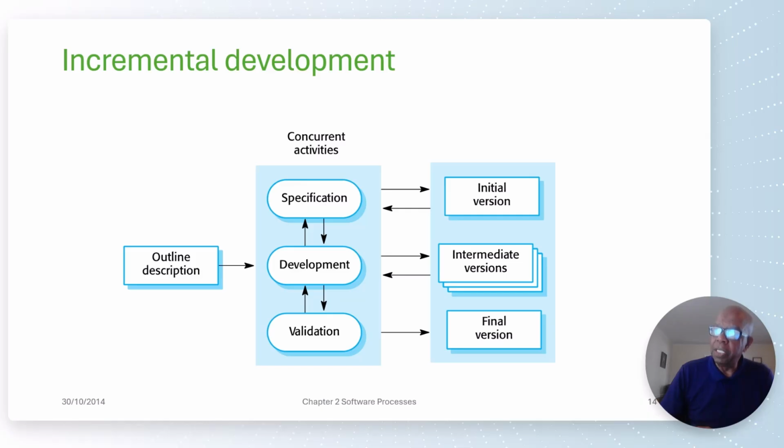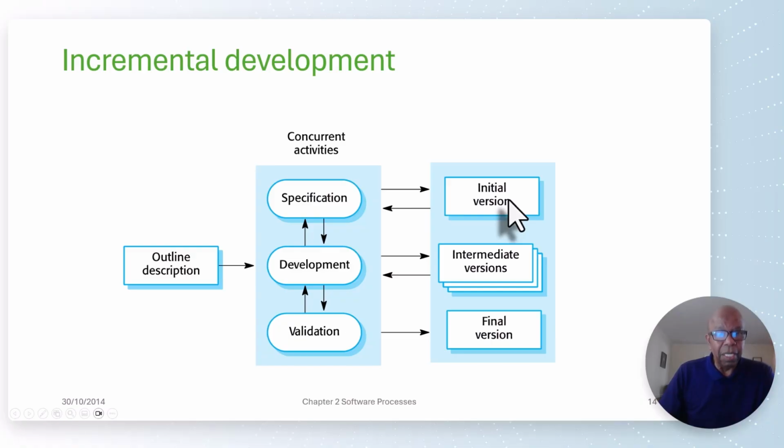Incremental says, okay, I have 100 requirements that I planned out in the waterfall. I'm only going to take 10 of those, and I'm going to work on them. I'm going to get the specifications for those 10, develop those 10, and then validate. And I'm going to come out with an initial version.